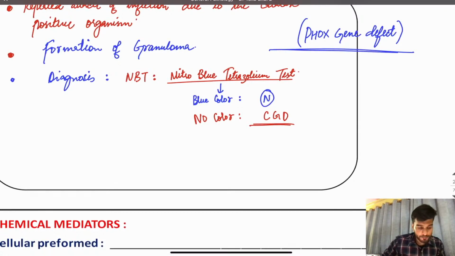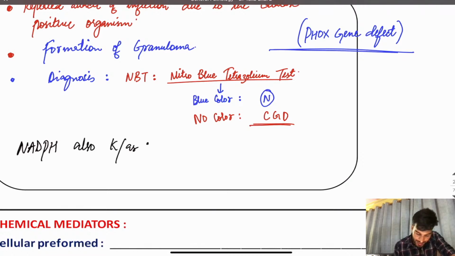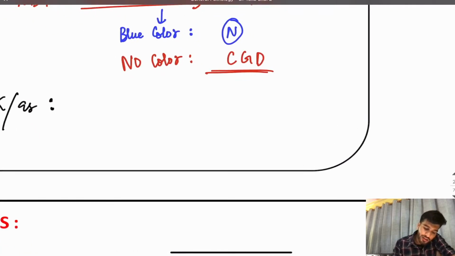Fox gene defect. So NADPH oxidase is also known as respiratory burst oxidase enzyme.